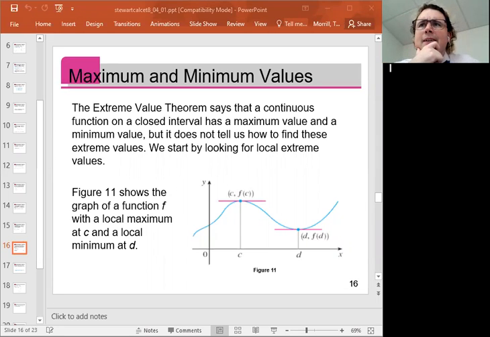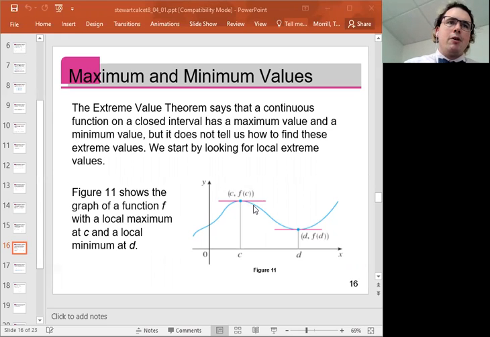So we know that at least continuous functions, which are defined on closed intervals, should have a maximum and a minimum value. They do, according to the theorem. But the theorem doesn't actually tell us how to find those maxes and minimums. So let's take a look at a picture and try to figure out something that is common to all of these extreme values.